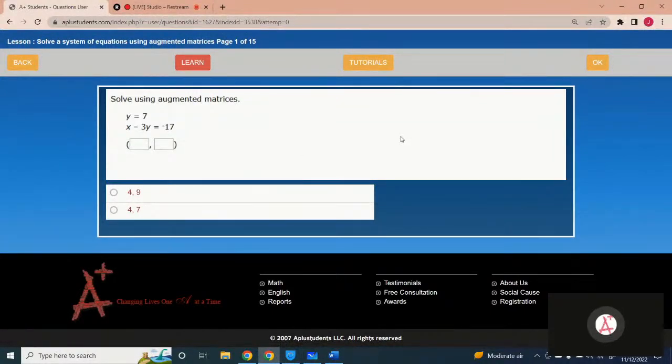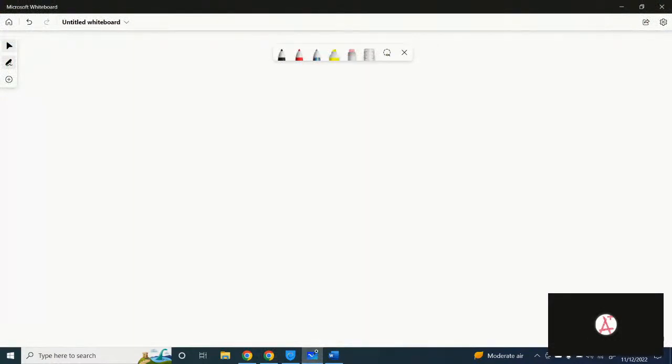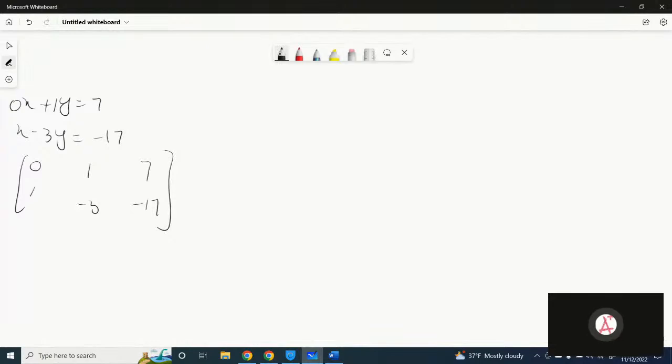Okay, the first one is y equals 7 and x minus 3y equals negative 17. So what you have to do, here that means you have 0x, got it? 0x and 1y. So the matrix is 0, 1, 7 and 1, negative 3, negative 17. Got it? So you have to make it equal 0, 1.